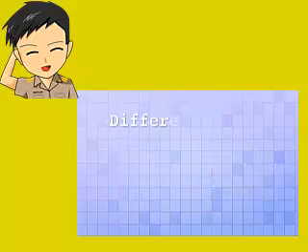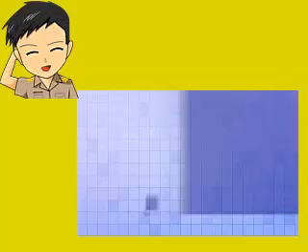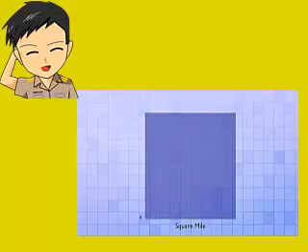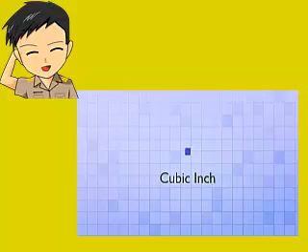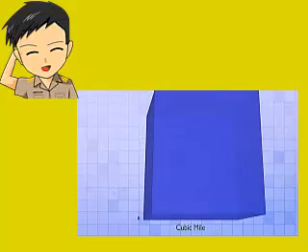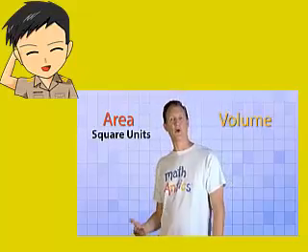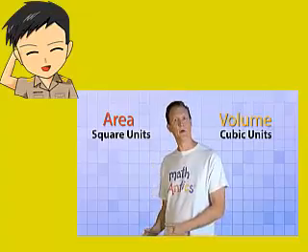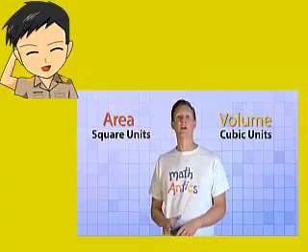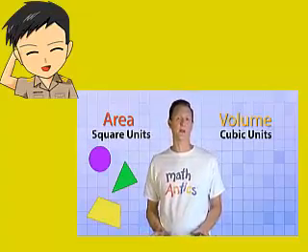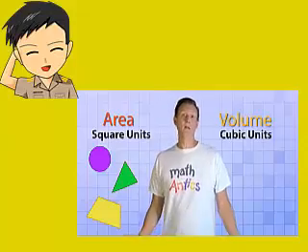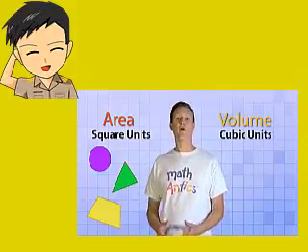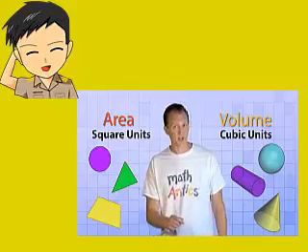And just like there were different sizes of square units, like square inches, square meters, or square miles, there's also different sized cubic units, like cubic inches, cubic meters, or cubic miles. See how area and square units are related to volume and cubic units? And there's another similarity too. Do you remember how you can use square units to measure the area of any 2D shape, not just squares? Well, you can use cubic units to measure the volume of any 3D shape, not just cubes.